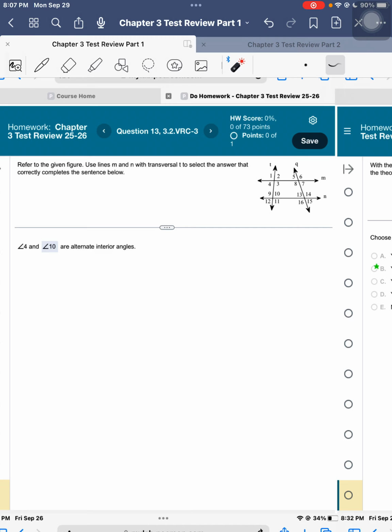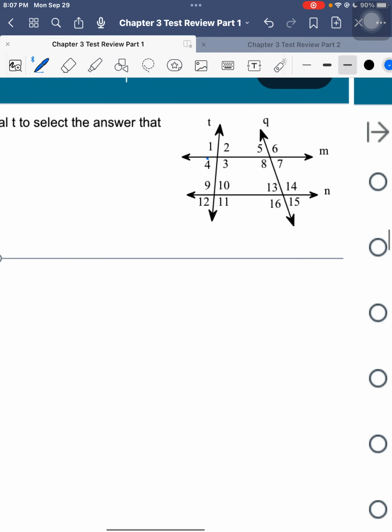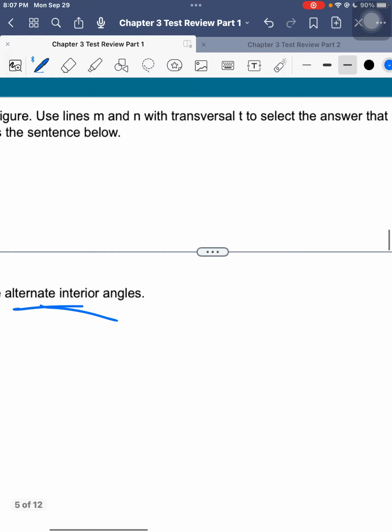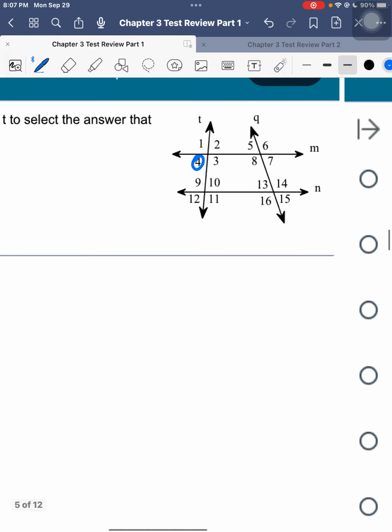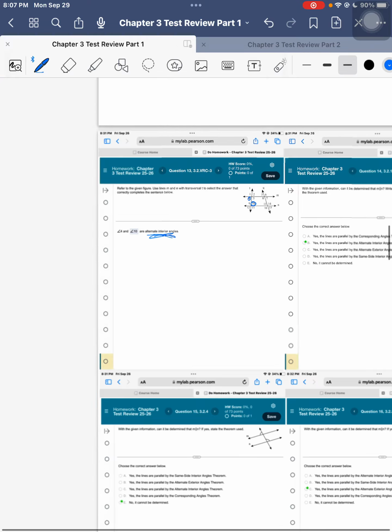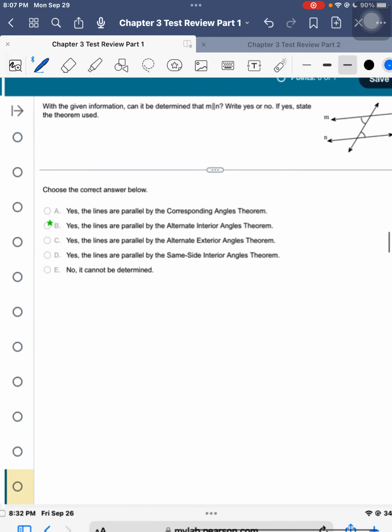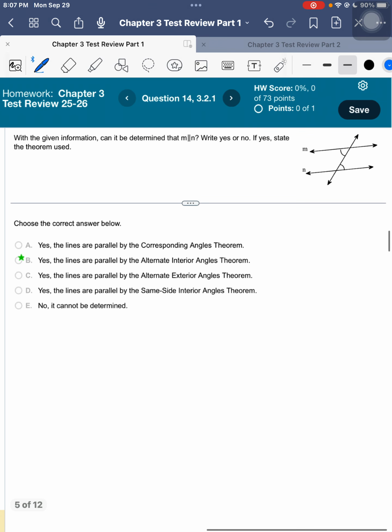Use lines M and N with transversal T to select the answer that correctly completes the sentence below. So 4 and what else are alternate interior angles? Well, 4 is alternate interior angles with 10. So that's why my answer was 10.